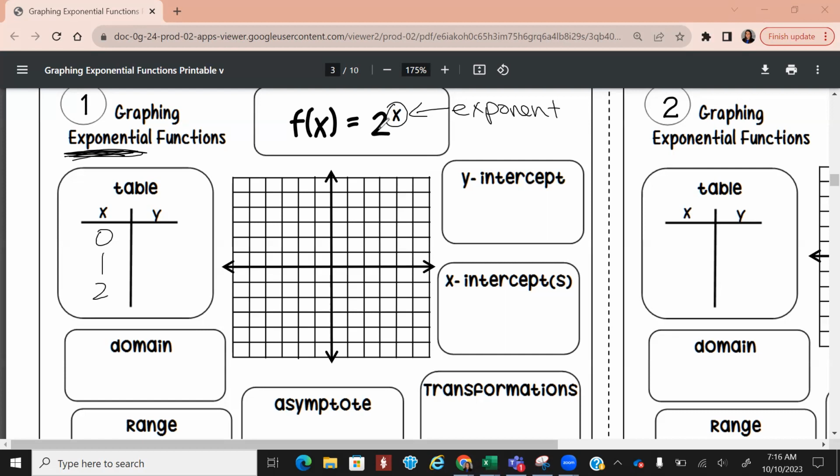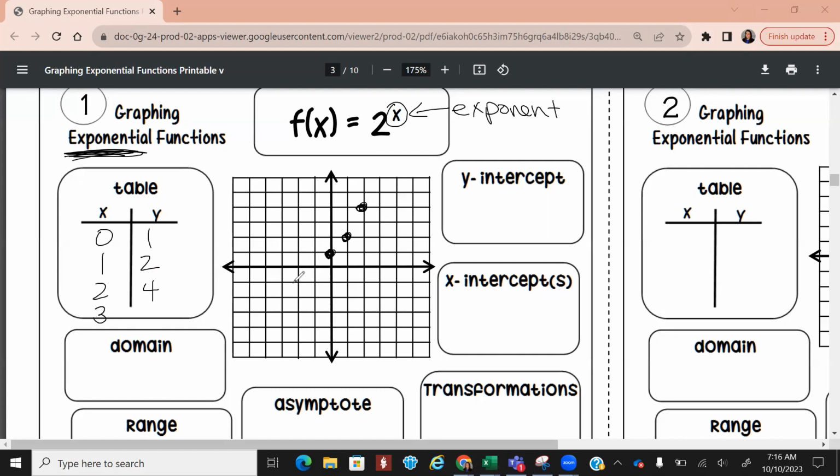Not 0. Anything raised to the 0 power is 1. What is 2 to the first power? 2. And then 2 to the second power? 4. So we're going to graph these points. We've got 0, 1, 1, 2, and 2, 4.